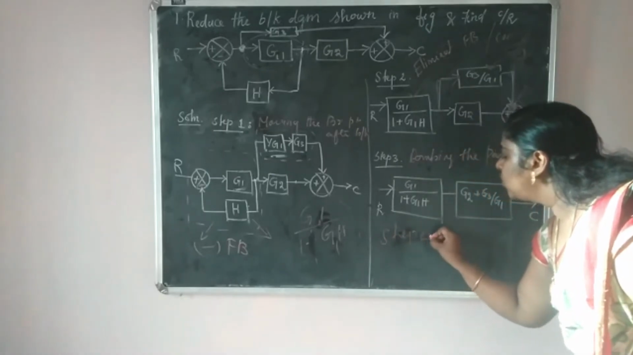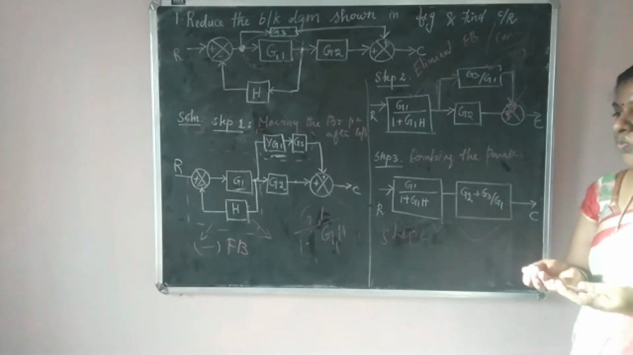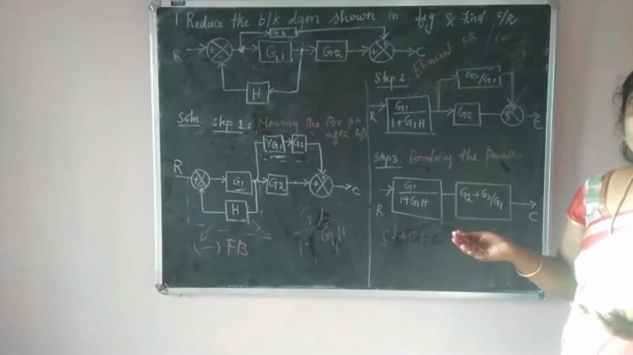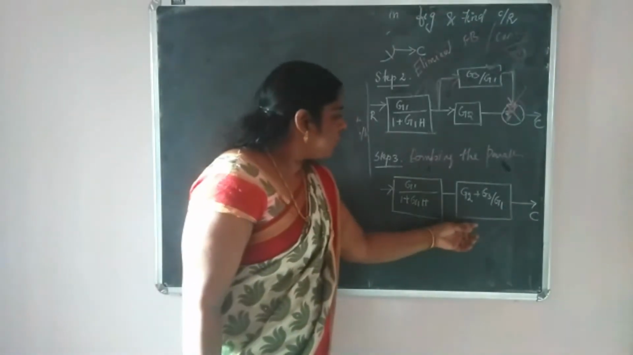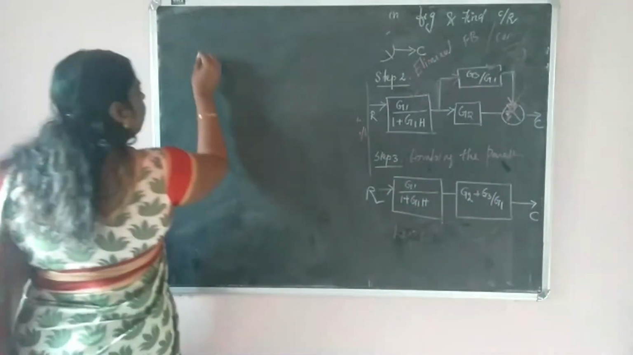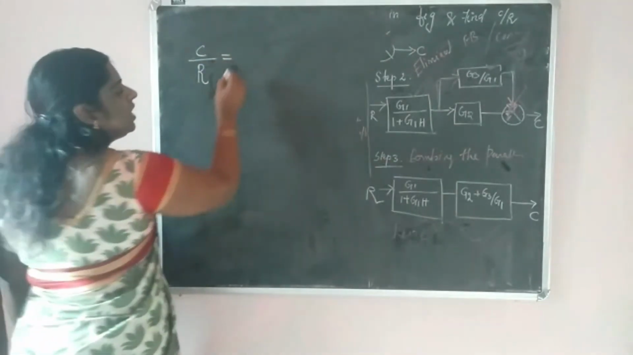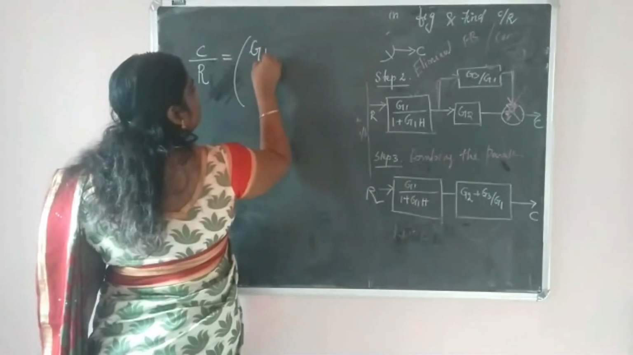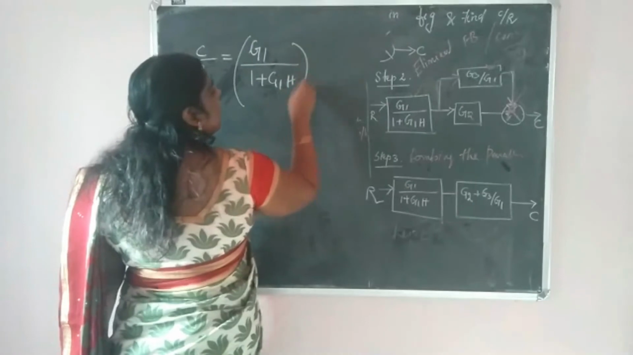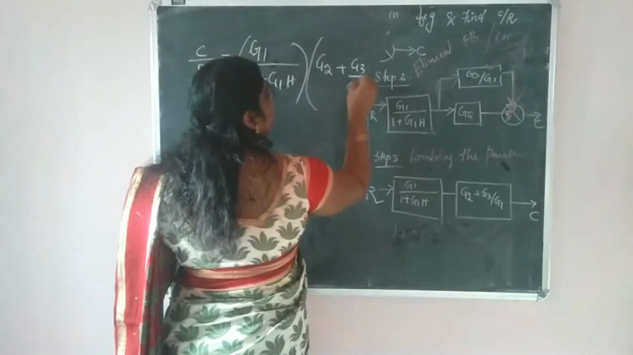In step 4, what we have to do: here two blocks are in cascade, so we have to combine these two blocks. If two blocks are in cascade, in series, we have to multiply them. Here we have R and here we have C, and we have to find out C by R. So the value C by R is equal to the first block, G1 divided by 1 plus G1H, and the next block, G2 plus G3 divided by G1.